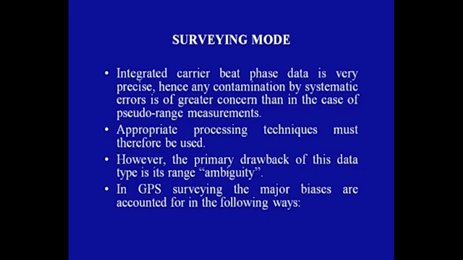Coming to the surveying mode of GPS positioning, here the integrated carrier beat phase data is very precise and any contamination by systematic error is of greater concern than in the case of pseudo range measurements. Appropriate processing techniques must therefore be used. However, the primary drawback of this data type is its range ambiguity. In order to account for range ambiguity in GPS surveying, the major biases are accounted for in the following ways.